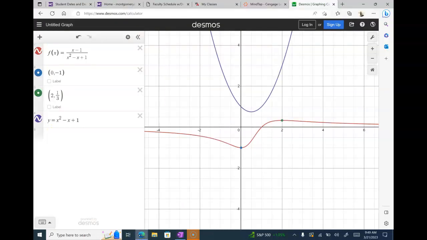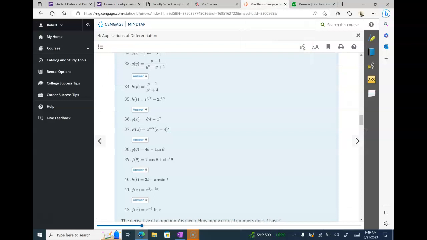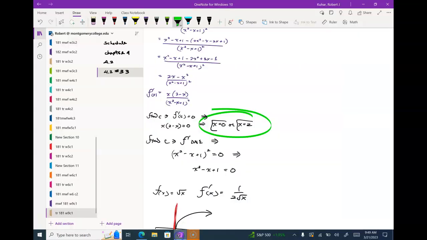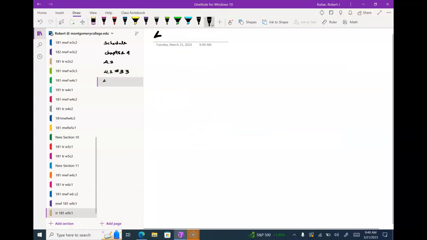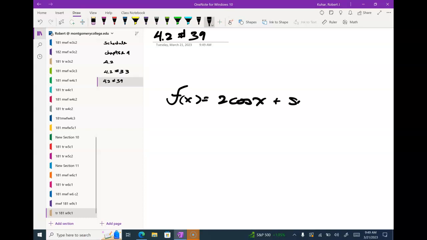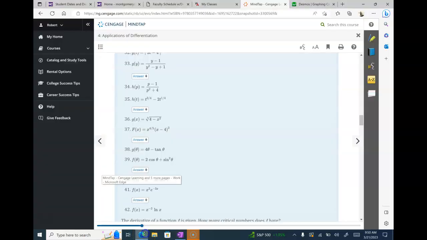This is a trig problem. This is 4.2, number 39. And we want to look at f of x equals 2 cos x plus sine squared x. Of course, it's good to look at the curve, always once you're looking at the curve. And on this one, we zoom to trig, 2 cos x plus sine squared x.